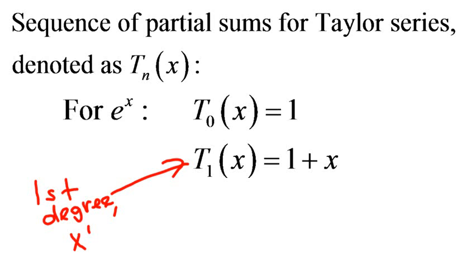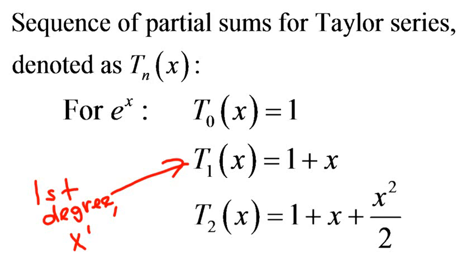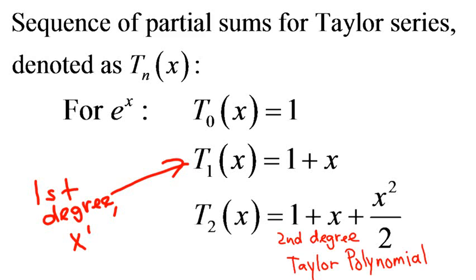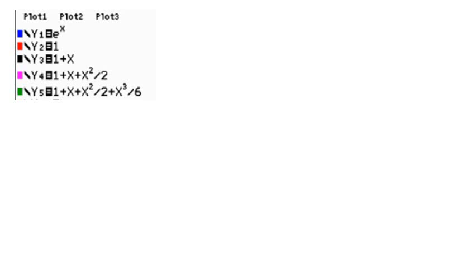This is called a first-degree Taylor polynomial. T sub 2 is 1 plus x plus x squared over 2. This is called a second-degree Taylor polynomial. Now I'll compare the graph of each Taylor polynomial to the graph of y equals e to the x.